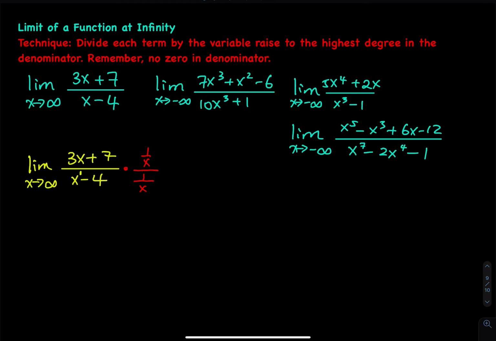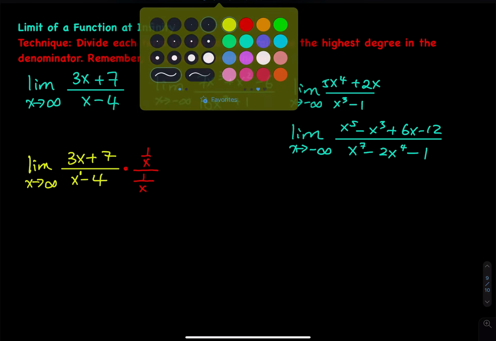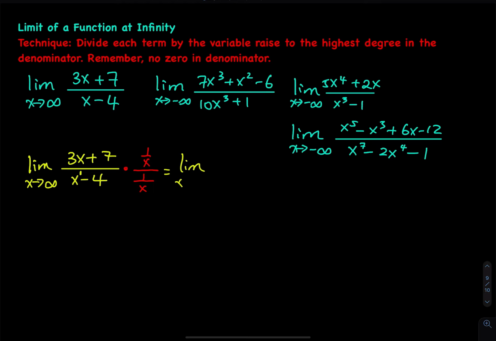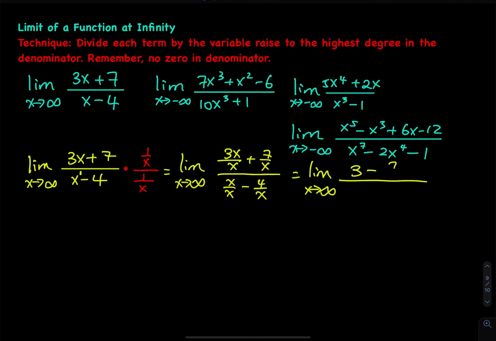That means you take each term, 3x, 7, and minus 4, and divide by x. And then the next step: limit as x approaches infinity. Always start with an equal sign and a limit. So you have 3x divided by x plus 7 divided by x, and then x divided by x minus 4 divided by x. So you have the limit as x approaches infinity. The top is 3 minus 7 over x, and then 1 minus 4 over x.